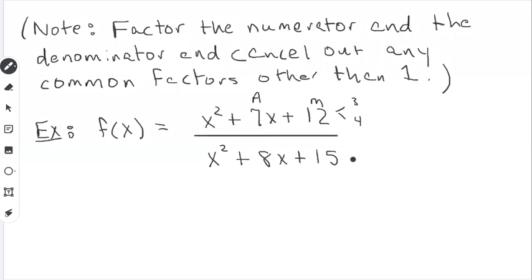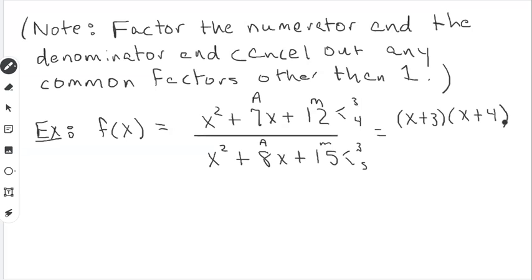The bottom of the fraction has a 15. So what two numbers will multiply to 15 but at the same time add up to 8? What two numbers can multiply to 15? That would be 3 and 5, right? So I can break this up into a 3 and a 5. Then when I get done with it, I can factor the top with these two numbers right here. I can factor that as x plus 3 and x plus 4.